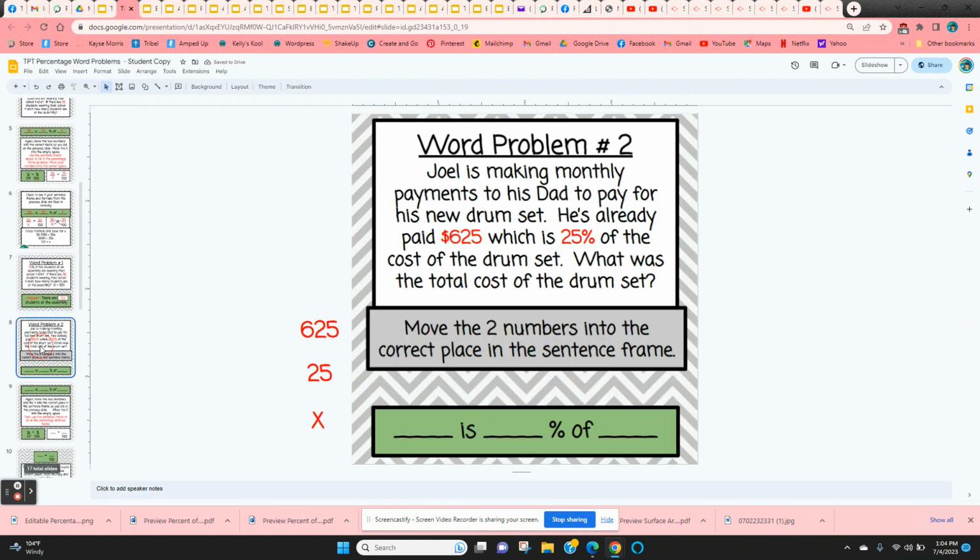The second word problem: Joel's making monthly payments to his dad to pay for his new drum set. He's already paid $625, which is 25% of the total cost. What's the cost of the drum set? Okay, so we've got 625, we've got 25, and we've got our X. We need to place them correctly in the sentence frame. 625 is not the total number. That's just how much he's paid so far. So that's the part.